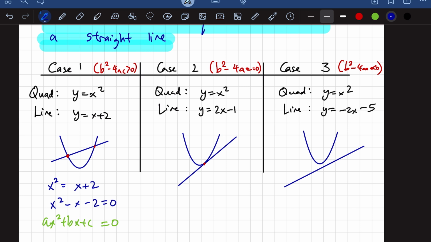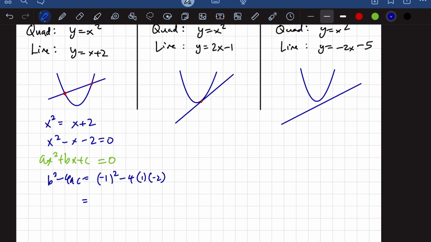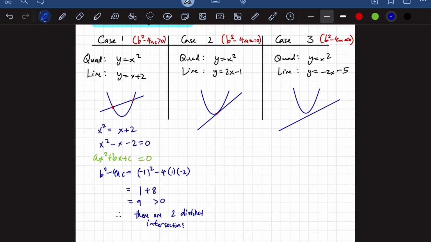Let's check the discriminant. b squared minus 4ac in this case is negative 1 whole squared minus 4, where a is 1 and c is negative 2. We worked that out to be 1 plus 8, which is 9. Since 9 is more than 0, we can conclude that there are two distinct intersections. All right, so that's how we understand it.